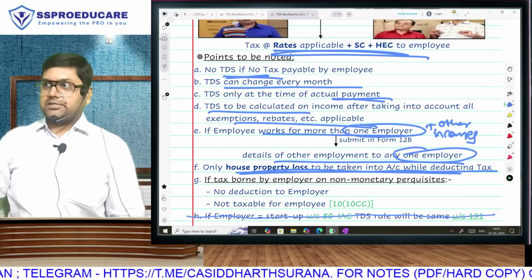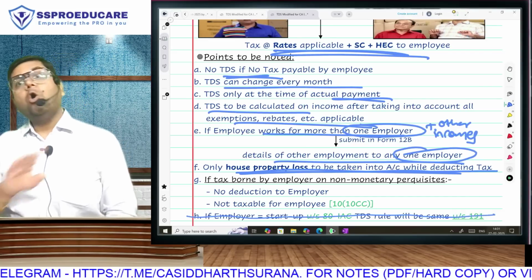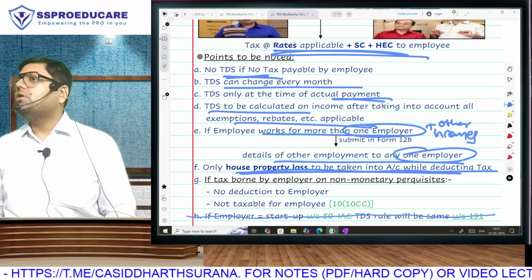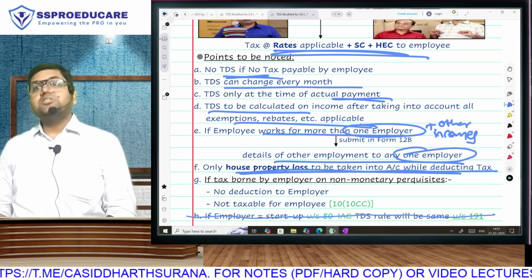If I am giving profits, which heads will the employer take? All. If I am giving losses, which heads will the employer take? Only house property. This is a mistake.